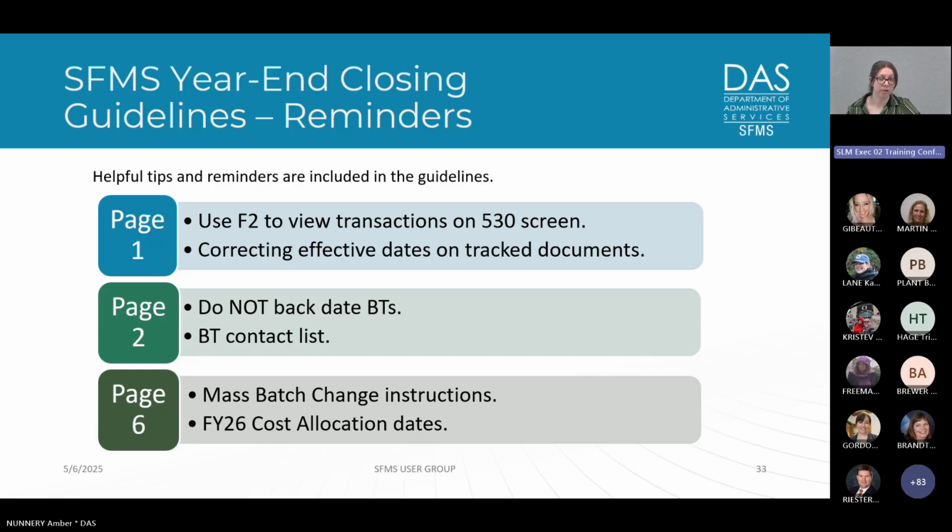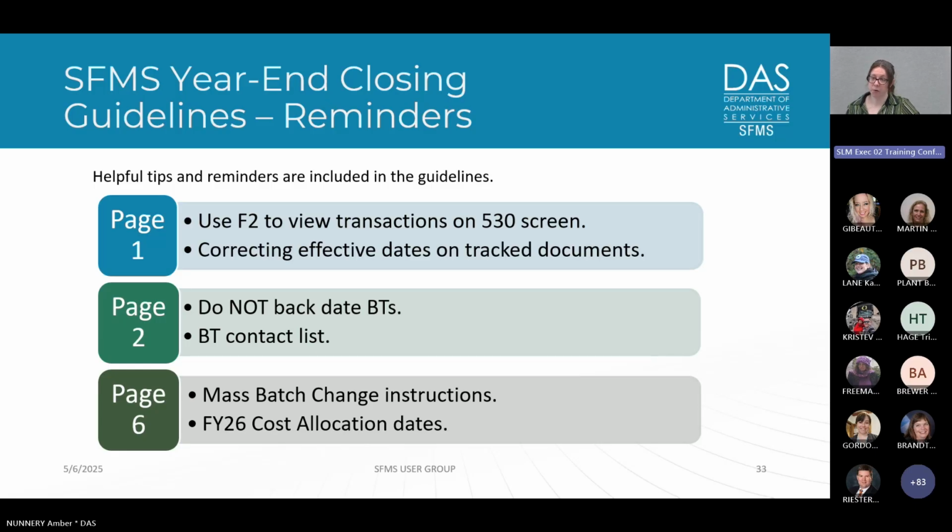If you are working with another agency to transfer, or you need to record due tos, due froms, and you're not sure who at that agency you need to work with, that BT contact list will give you the contact information so you know who at the agency you need to coordinate with.